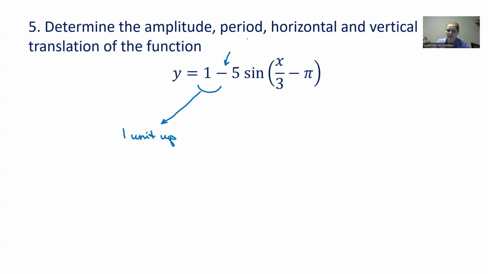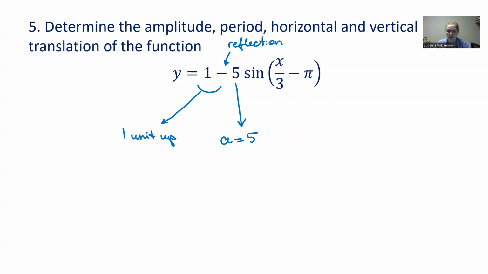This negative sign is responsible for reflection. It does mean that we flip it. This is reflection because it makes every value of sine change sign, positive to negative or negative to positive. Okay, 5 is the amplitude. So vertical stretch. The original sine will be stretched so that it oscillates between 5 and -5.